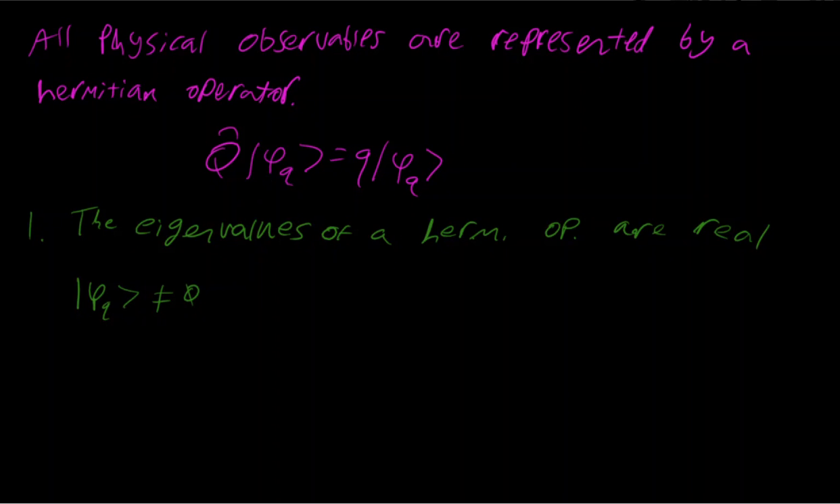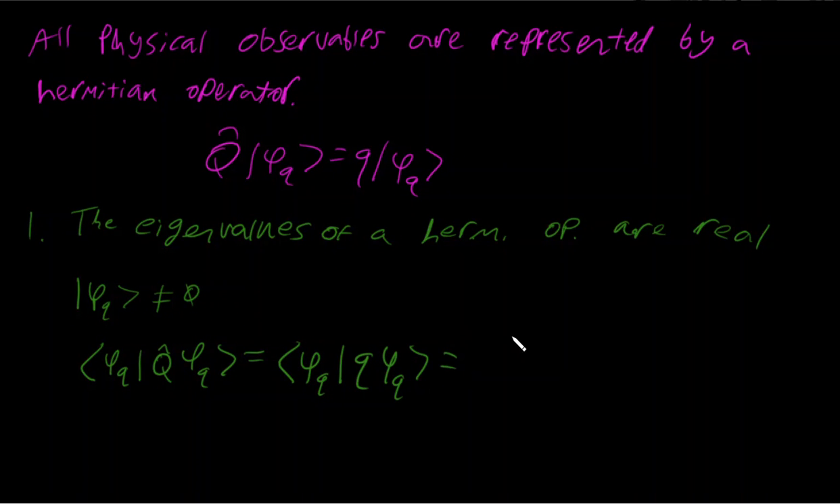So let's look at this. If I have phi sub q inner product with q hat acting on phi sub q, well, q hat acting on phi sub q gives me q times phi sub q. So this is phi sub q inner product with q times phi sub q. Remember, we can take this constant outside of the inner product. So this would be q times phi sub q inner product with phi sub q.